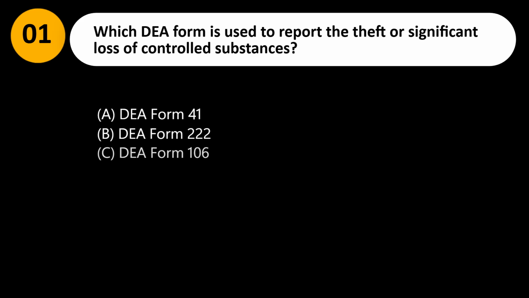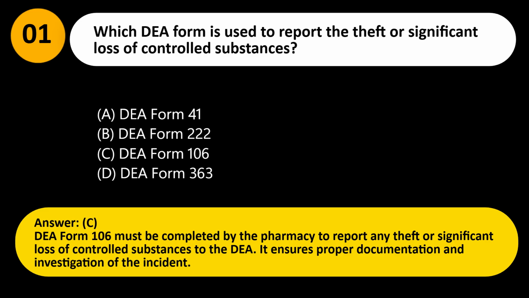Which DEA form is used to report the theft or significant loss of controlled substances? A. DEA Form 41. B. DEA Form 222. C. DEA Form 106. D. DEA Form 363. Answer, C. DEA Form 106 must be completed by the pharmacy to report any theft or significant loss of controlled substances to the DEA. It ensures proper documentation and investigation of the incident.